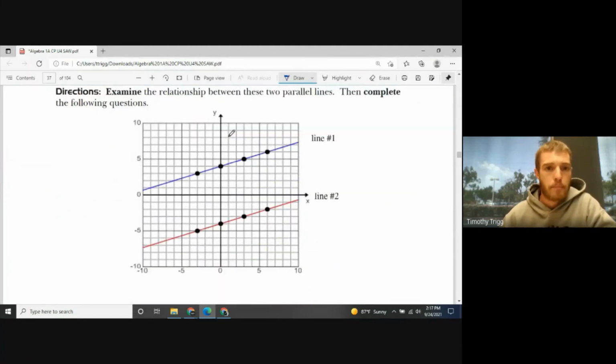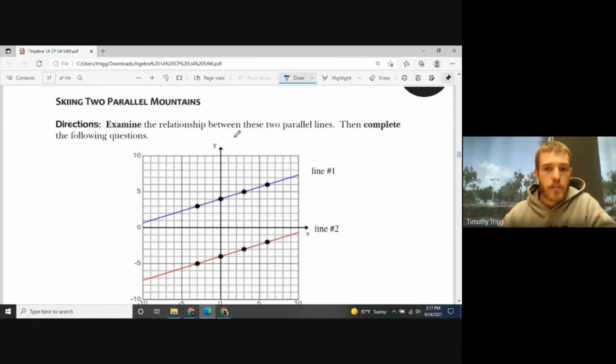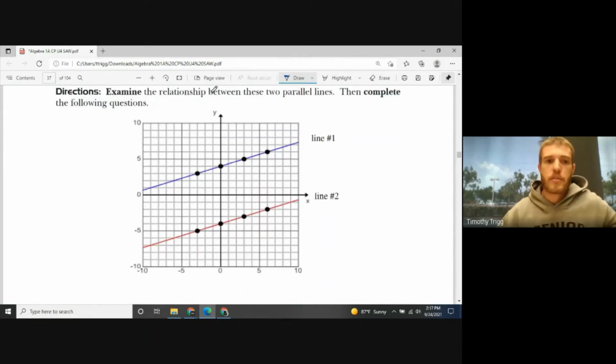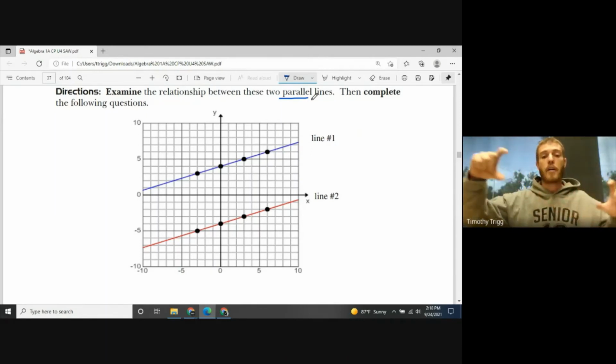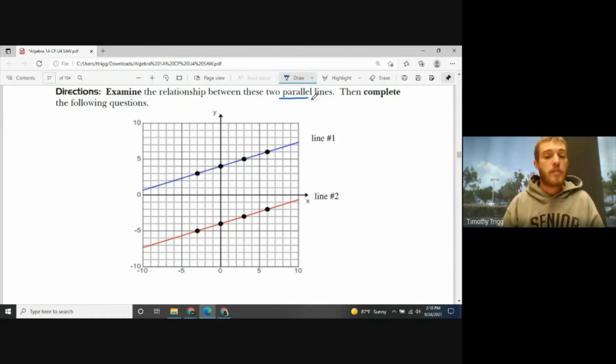Okay. Now let's take a look at these two lines. They call them parallel lines. Basically what that means is you have two lines, and as you can see, they don't touch each other. Even if they go on forever, just imagine the lines going on in both directions forever, they would still not intersect. They would still not touch each other. That's what it means to be parallel lines.